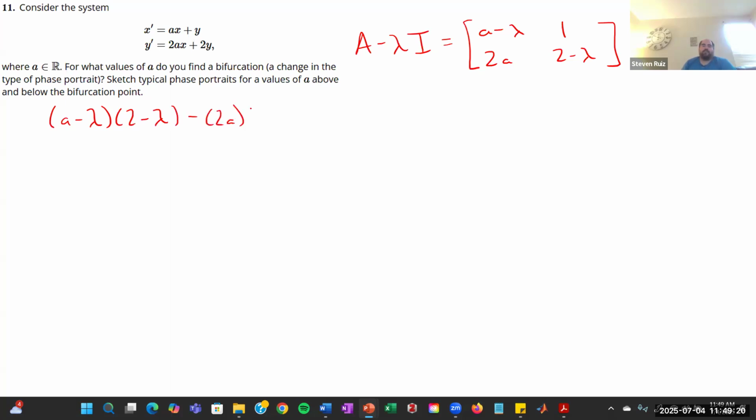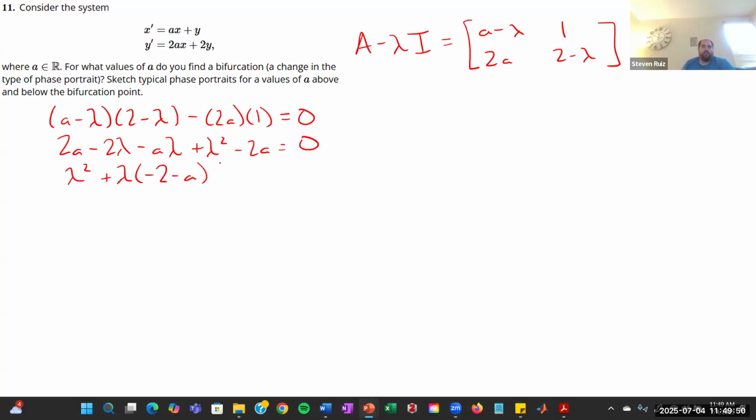So here's my characteristic polynomial: a minus lambda times 2 minus lambda minus 2a times 1 equals 0. Expand everything, I get 2a minus 2 lambda minus a lambda plus lambda squared minus 2a equals 0. So lambda squared plus lambda times, what can I factor a lambda out of? Minus 2 minus a. And then my constants cancel out. Okay, so that's going to make this a little easier to solve.